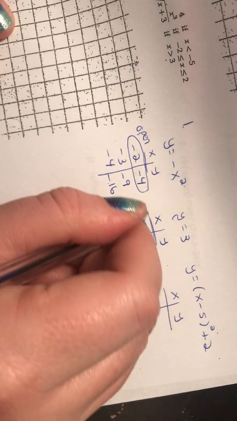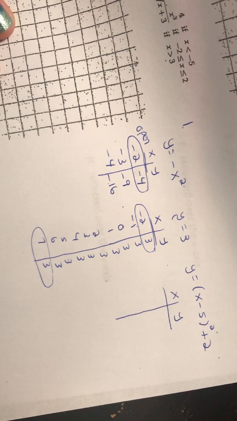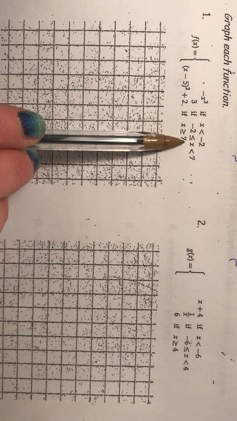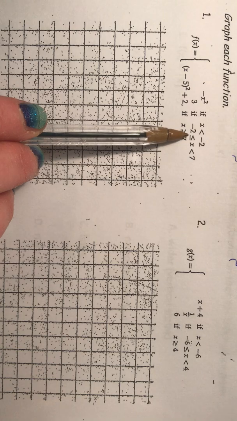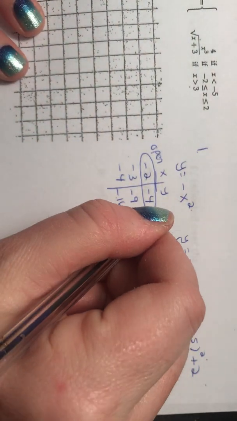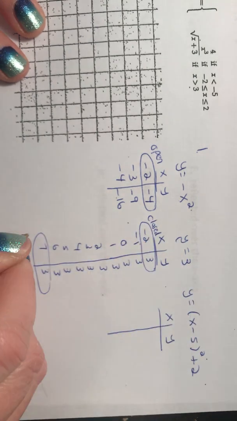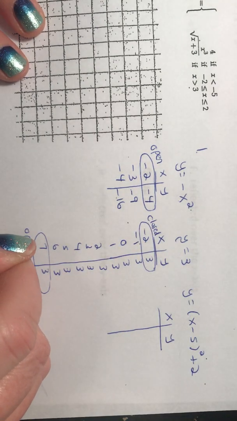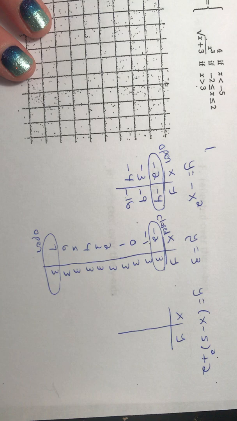Circle the numbers of importance, the top and the bottom. And you say, is there an equal to piece or not? Well, the negative 2 has the equal to piece and the 7 does not. So the negative 2 is a closed dot, but the 7 is an open dot, because there is no equal to piece for that.